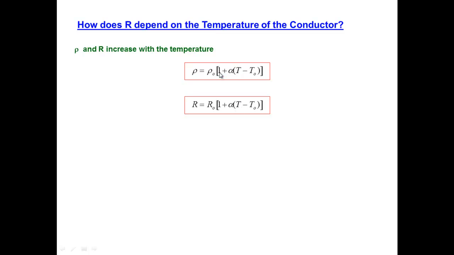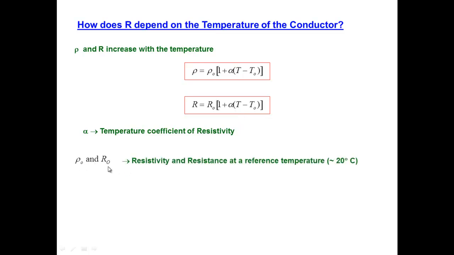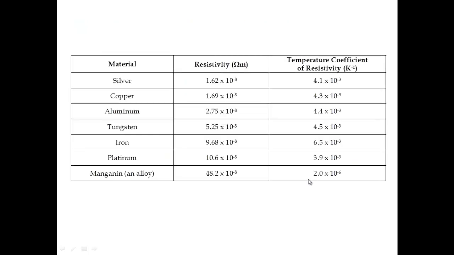There are just some very simple relationships that show that both resistivity and resistance depend linearly on the temperature. These equations, we may not use these two very much in class, but it's important to understand that there is a property called a thermal coefficient of resistivity. And that controls how much the resistance and the resistivity increase as the temperature increases. Rho 0 and R 0 are resistivity and resistance measured normally at a reference temperature, something like room temperature, and T0 is indeed that reference temperature value. Here are some representative values for both the resistivity as well as the temperature coefficient of the resistivity for typical metals.